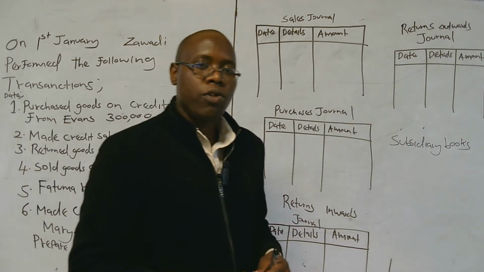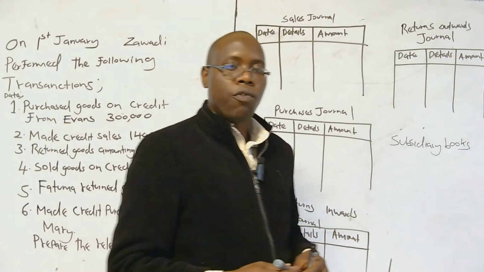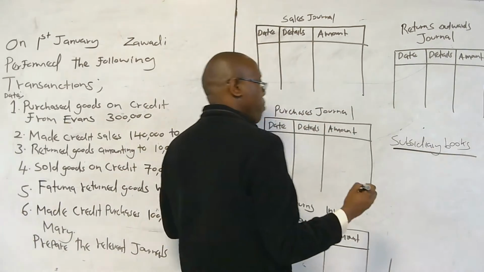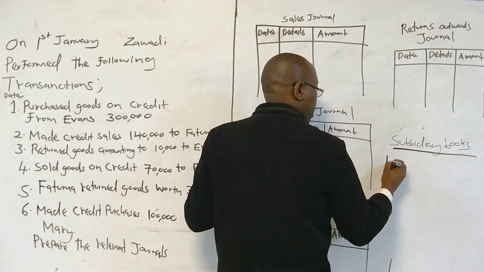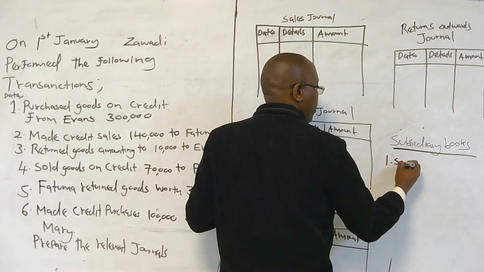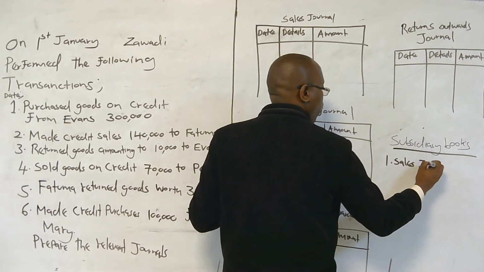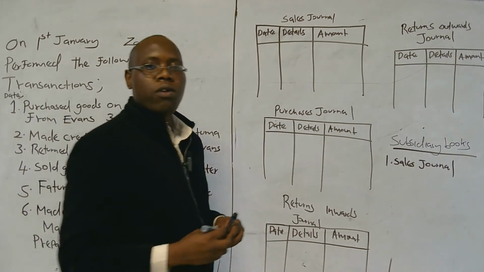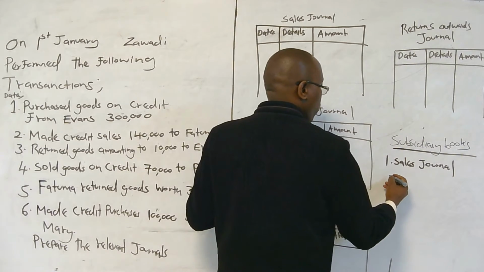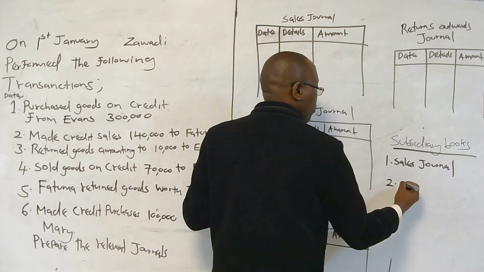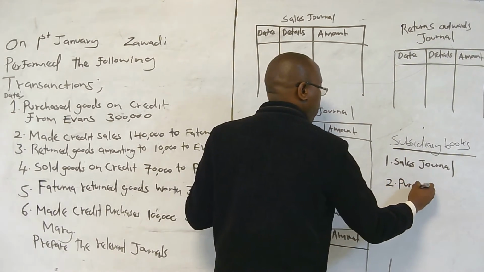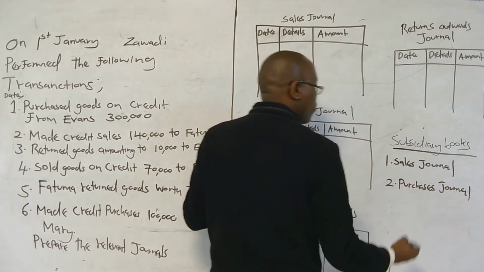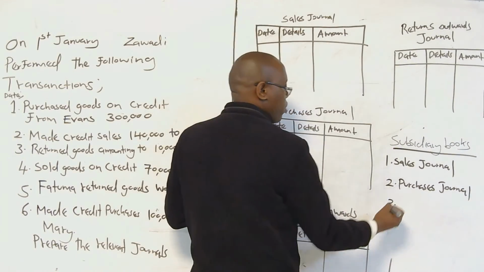These particular subsidiary books, or what we call the books of original entry, include, and we are going to discuss the four main ones. Number one, the sales journal. Number two, the purchases journal.